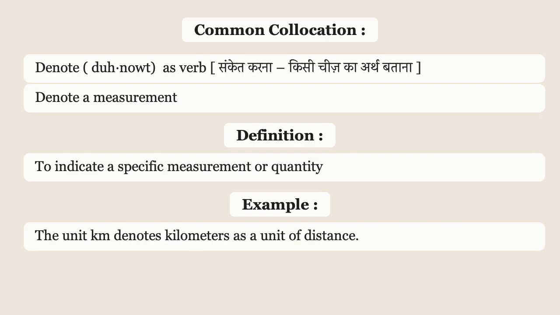Denote a measurement. Definition: to indicate a specific measurement or quantity. Examples: the unit km denotes kilometers as a unit of distance.